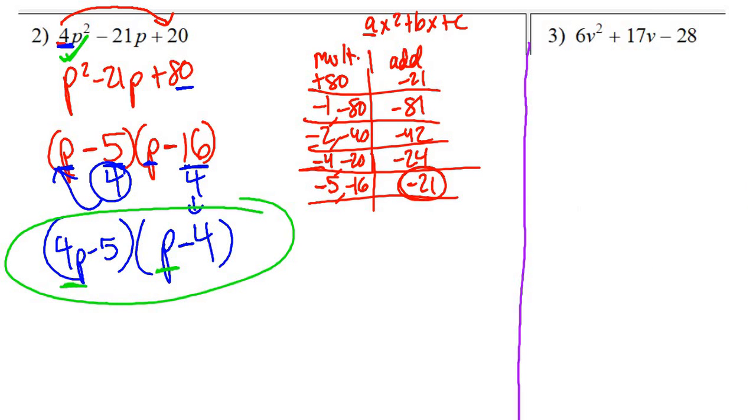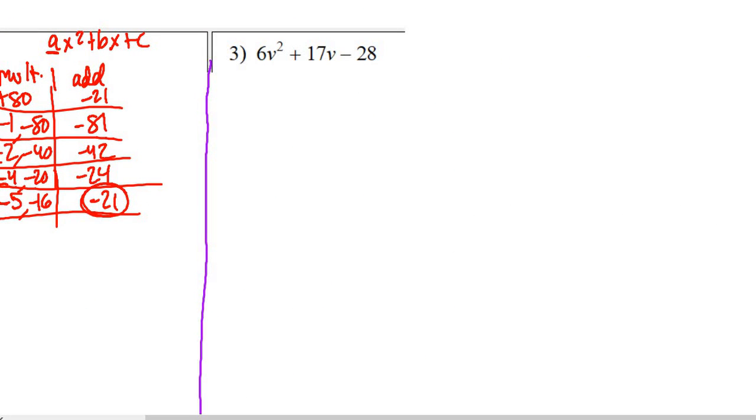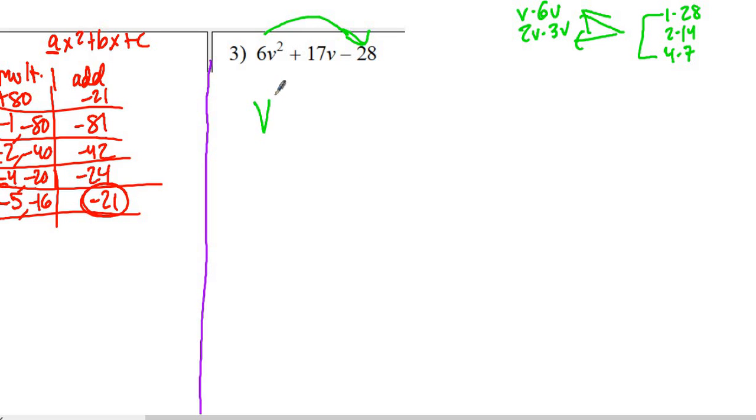That's our result. Alright, last one right here. Let's swing 6 over to 28 as our first step, because this would be terrible to do by guess and check. 6v squared could be v times 6v, or 2v times 3v, and then 28 can be 1 times 28, 2 times 14, 4 times 7, and then we have to try every one of these combinations with each of these, and then of course we have a negative 28, so we have to deal with the positive and negative. That would be too much to do by trial and error, so it's better to have a method. That's why we're using this method here.